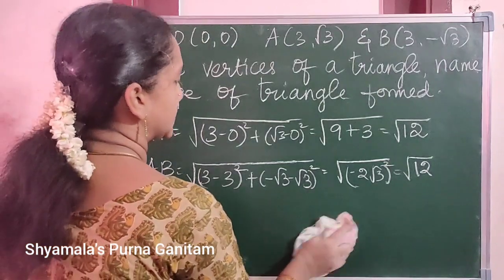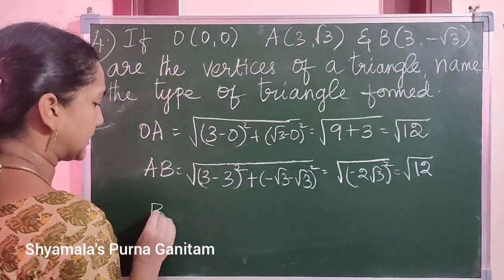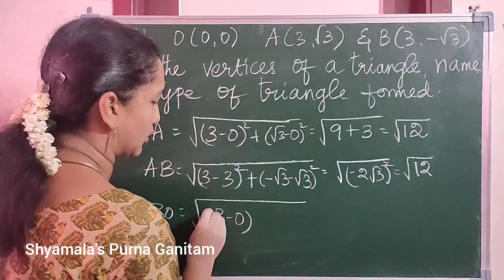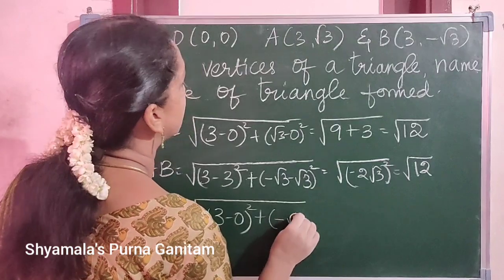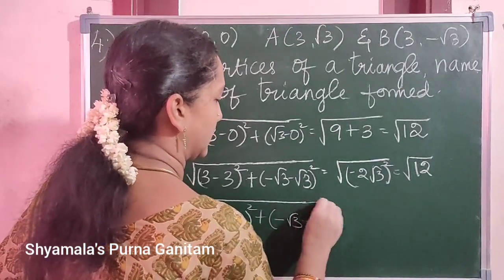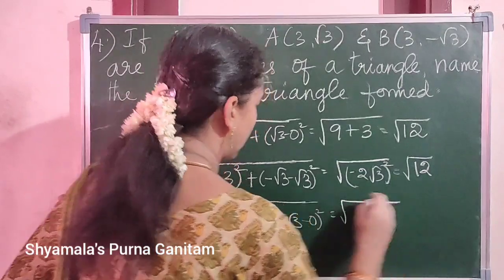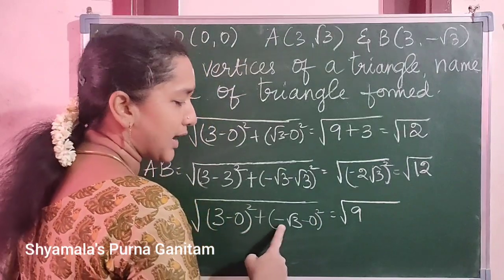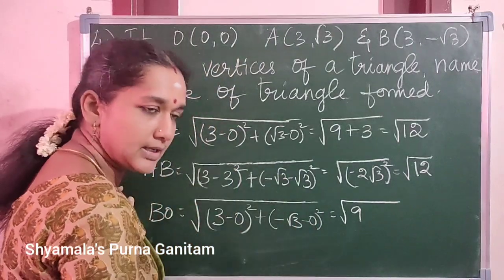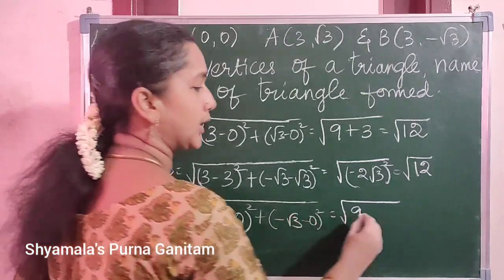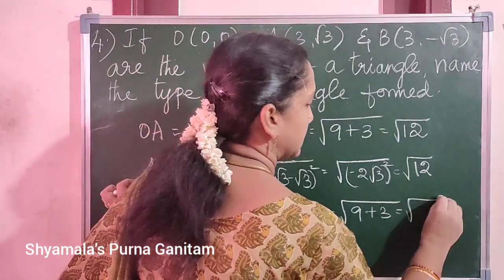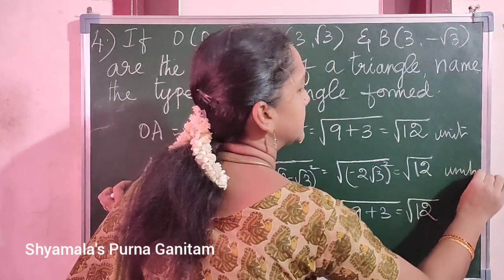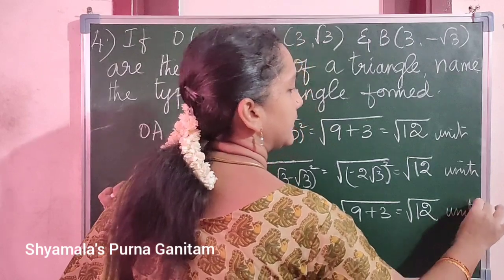Then next one is BO. Next side is BO. So BO is equal to root of (3 minus 0) the whole square plus (root 3 minus 0) the whole square. So 3 minus 0 is 3, 3 squared is 9. This one is minus root 3 minus 0 is minus root 3. Minus root 3 the whole squared is 3. So 9 plus 3 is root 12 units. Since no unit is given, you can write it as in general units.